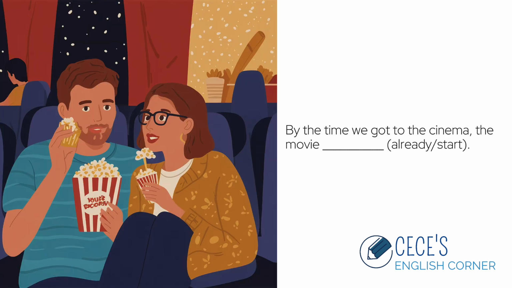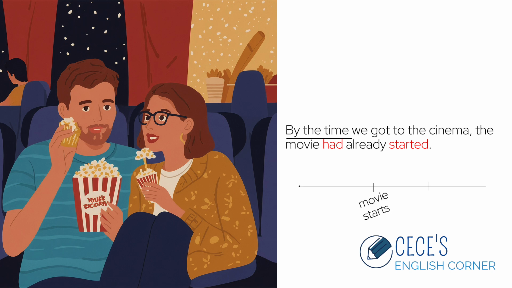By the time we got to the cinema, the movie already start. The correct answer is, by the time we got to the cinema, the movie had already started. By the time is one of those phrases that we often use with the past perfect tense. It tells us that we're talking about time up until a certain point in the past. So, by the time we got to the cinema, the movie had already started. Again, the earlier event in the sentence is the movie starting. The second event is our arrival to the cinema.